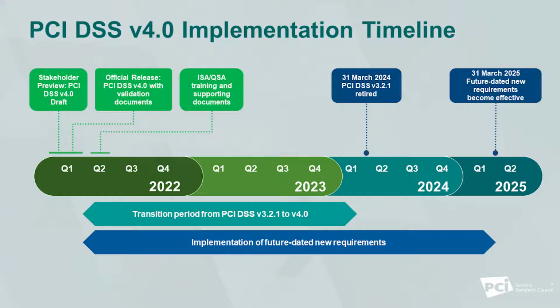Now, whether a new requirement in the standard is effective immediately for version 4, or if it's a best practice until the 31st of March 2025, this is actually identified within the requirement itself. And you can also find a list of all the new requirements in the Summary of Changes document. This document provides a great source of information for understanding all of the changes in the standard, as well as the effective dates of those new requirements.